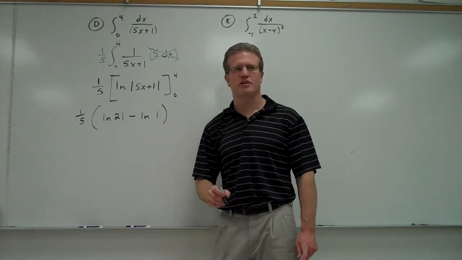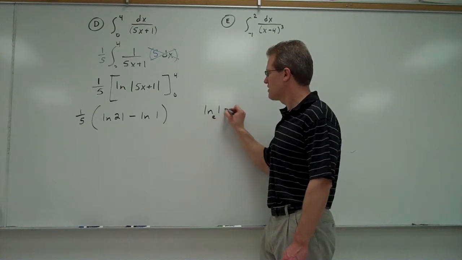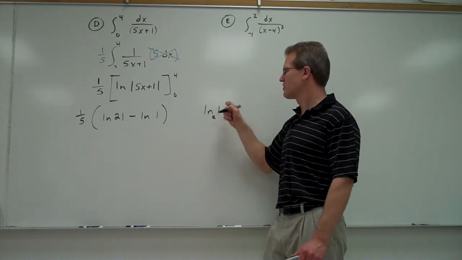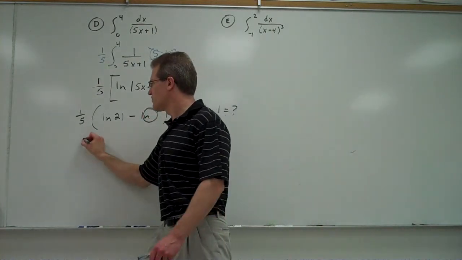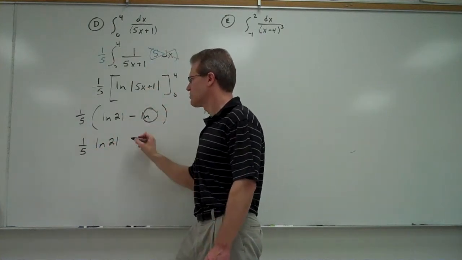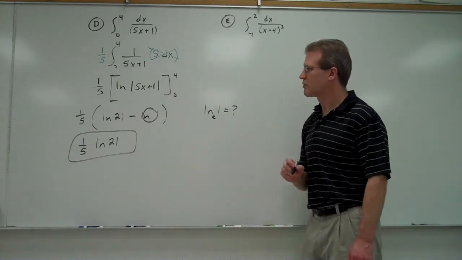Anyone know what natural log of 1 equals? It's 0, because remember, you're thinking e to what power would give me 1? Logarithms always equal exponents, so e to the 0 would equal 1. So this right here is equal to 0. So our final answer would be 1/5 times the natural log of 21, because subtracting 0, you don't need to put that down. Any questions on that one?